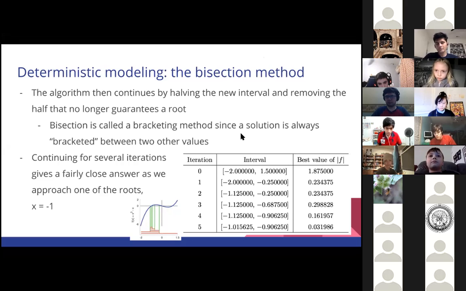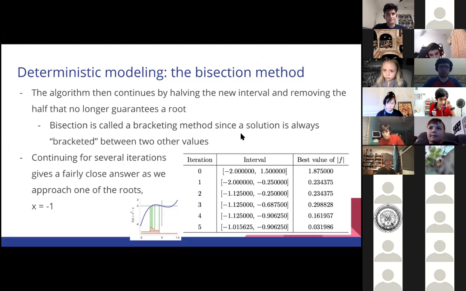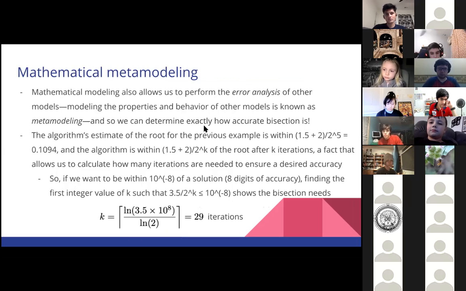So for the 0th iteration, we have the original value. For the next one, we bracket them, and then we keep doing that again and again and again until we look at the 5th iteration, which centers around -1. And as we keep going and going, it will converge to an interval that just contains -1. You can also see this graphically.